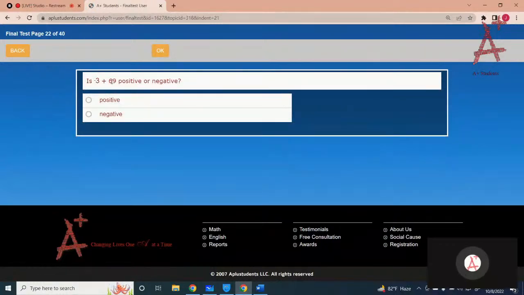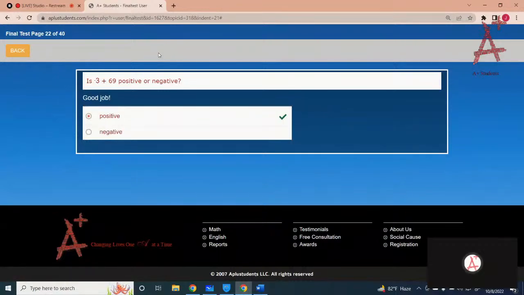Okay, negative 3 plus 69, positive or negative? It would be positive because 69 is the greater number. It has a positive sign, so the answer must be positive. Got it?